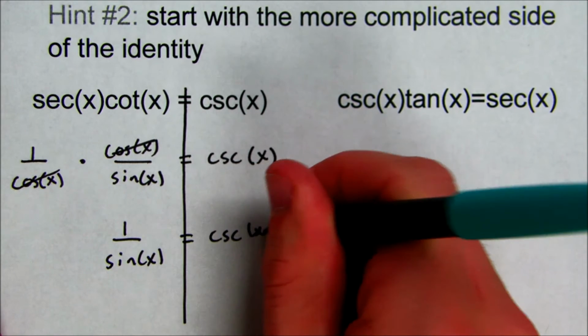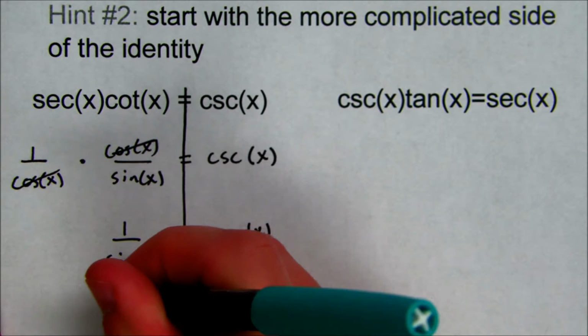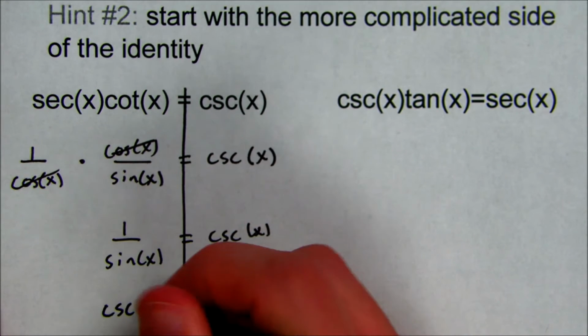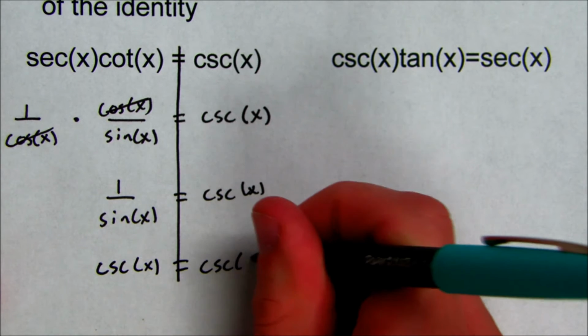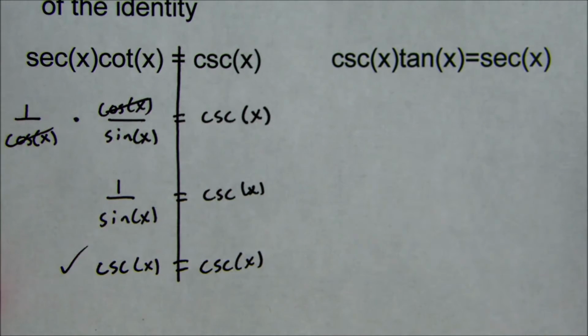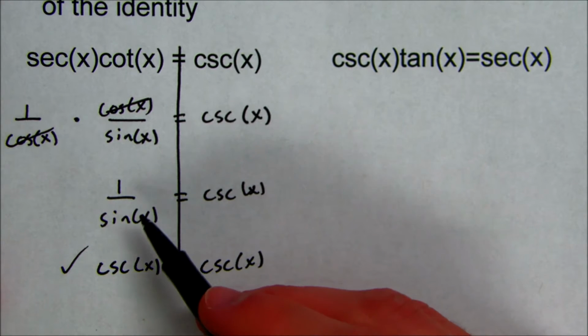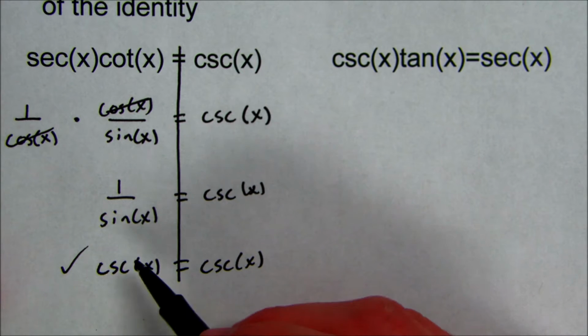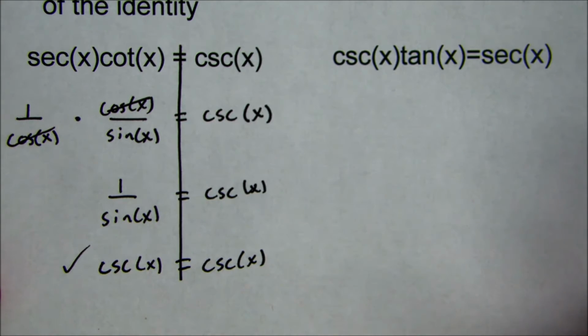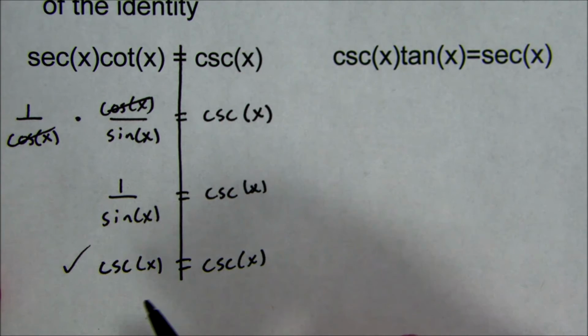And what do you know? 1 over sine is the same thing as cosecant of x. So I have verified the trig identity. I have cosecant equal to cosecant. Now you don't just want to leave it like this step up here. Eventually you want to get down and say cosecant equals cosecant. We're showing that both sides are equivalent. You don't have to, but it's just proper.